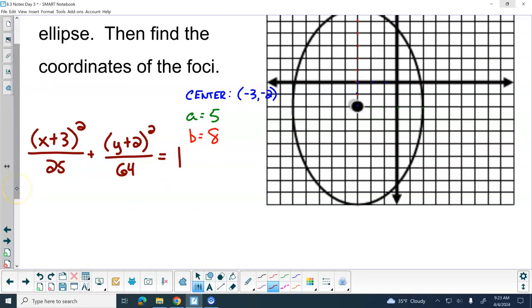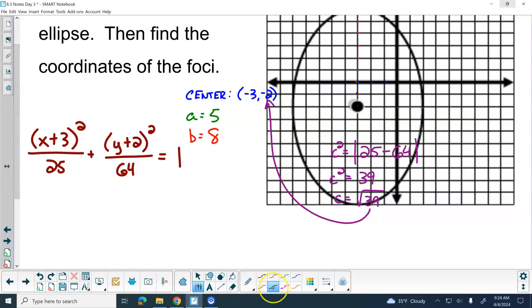Okay. Then foci. So it's going to be 25 minus 64. Oh, what do we got? 39. So C is going to be the square root of 39. Nothing can be simplified, right? No. Okay. Is it stretched out vertically or stretched out horizontally? Vertically. So I'm going to add and subtract this square root of 39 to the y part of my center.